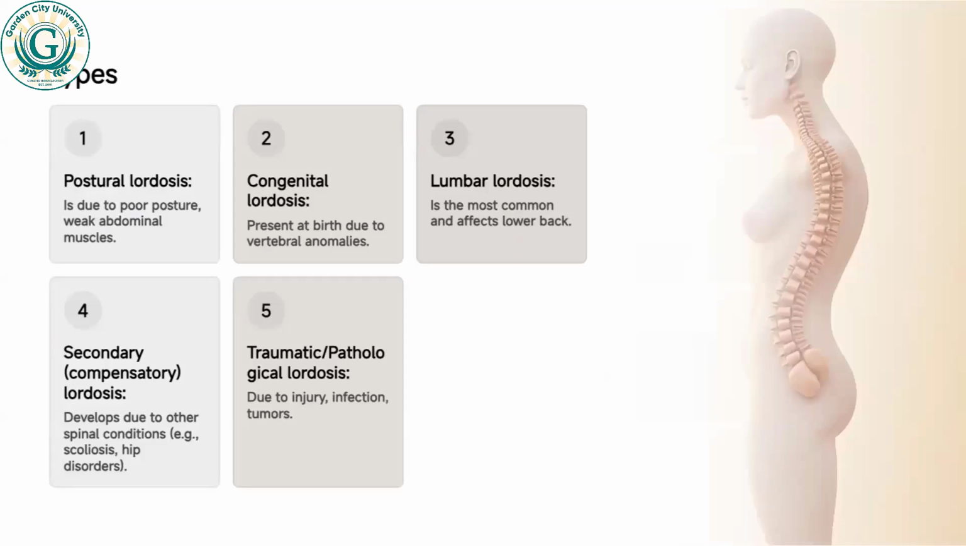If it is as a result of poor positioning or poor body mechanics, we call it postural lordosis. If it is congenital, it is congenital lordosis. That means you were born with it. Or the lumbar lordosis, this is most common and affects the lower back. The secondary could be as a result of any condition that leads to the lordosis. So you develop maybe any spinal condition, like maybe someone is having scoliosis or maybe a hip disorder that leads to the lordosis. Trauma or any pathological lordosis.